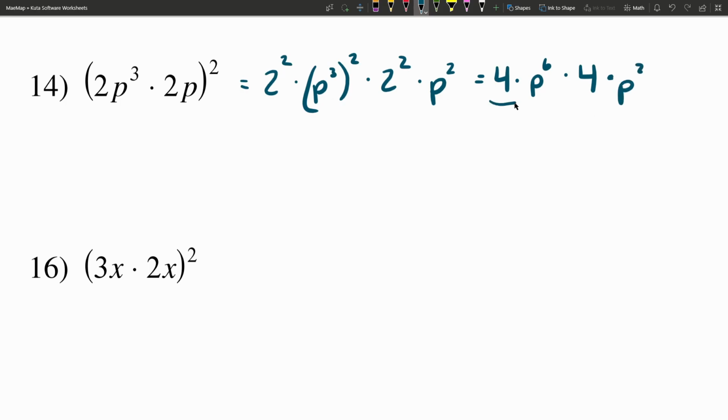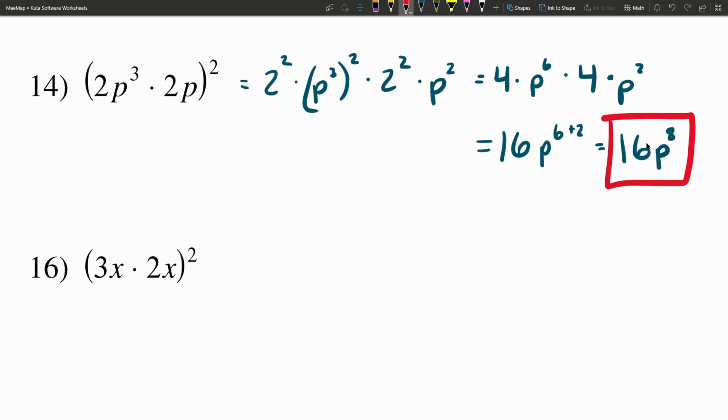Simplifying this, we can combine 4 times 4 to give us 16, but we can also combine our bases of p. Because they're the same base, we're going to add those exponents together. So this is 16p to the 6 plus 2, so we're going to get 16p to the 8th. That's our solution for number 14.